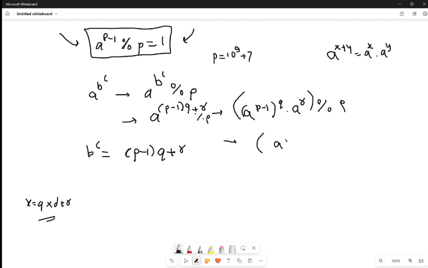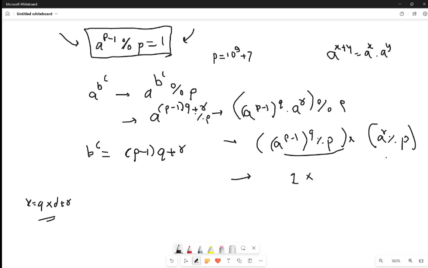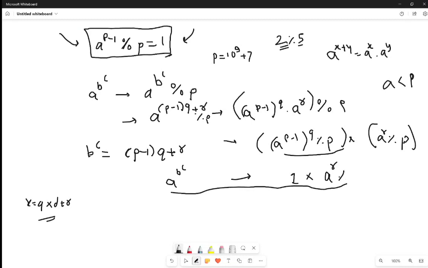So it will be a to the power p minus 1 into q modulo p, into a to the power r modulo p. And we know that a to the power p minus 1 modulo p is nothing but 1, so it will be 1. And we know that p is 10 to the power 9 plus 7 and the value of a lies between 0 and 10 to the power 9, so a is always less than p. And when we take modulo of a number less than the modulus, it will always come out as the same number. Like 2 modulo 5 will always come out 2 because 5 is always greater than 2. So the expression a to the power b to the power c comes out to be a to the power r. So what is r?